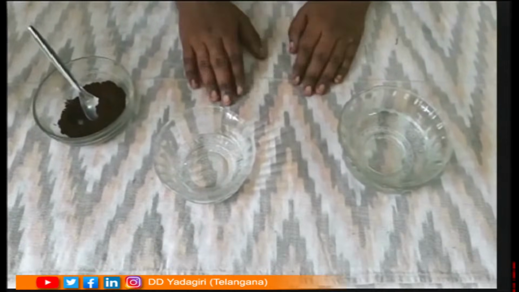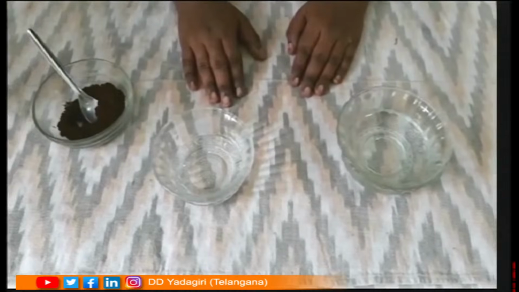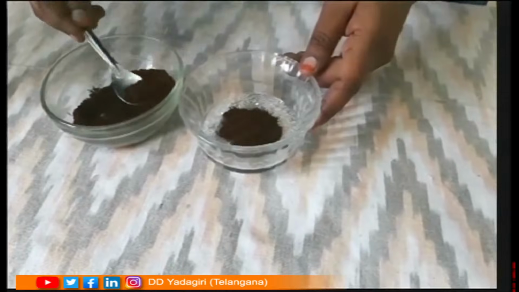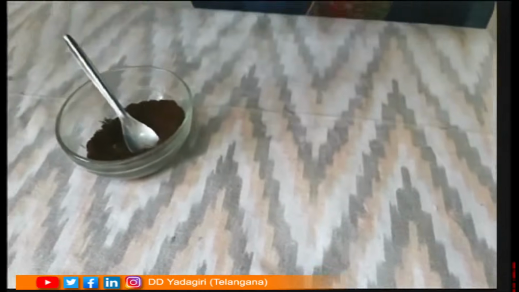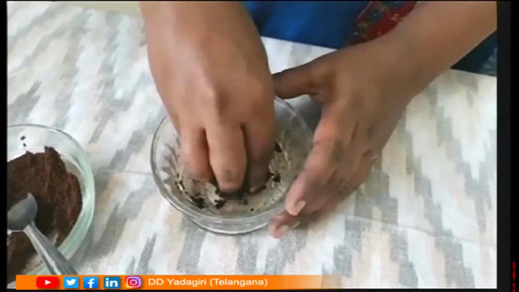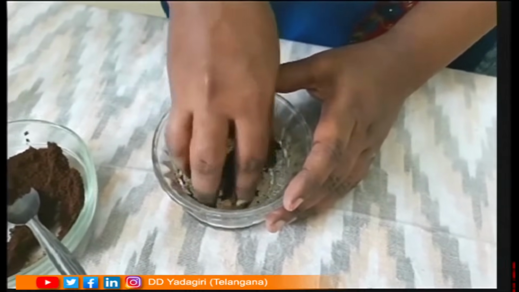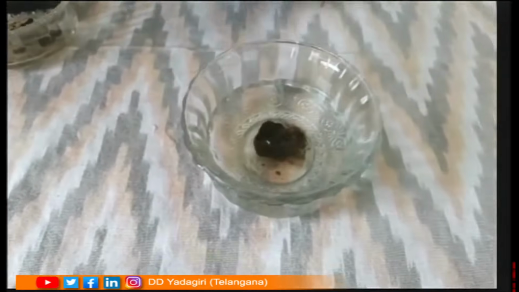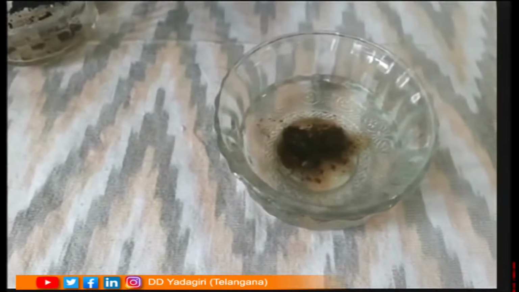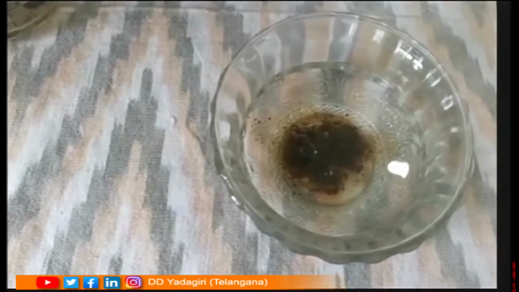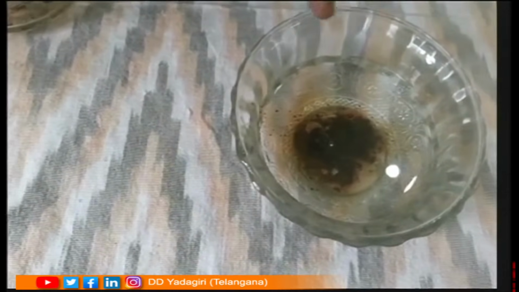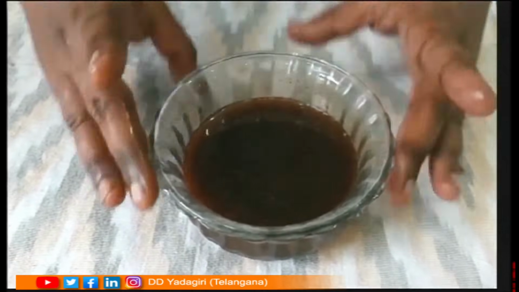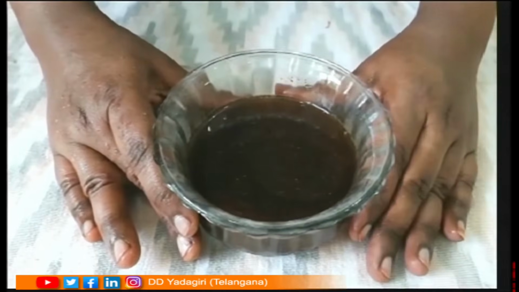Children, let's do an activity to know the process of diffusion. Coffee powder. Now let's make a small ball of coffee powder. Now children, I am making a ball of coffee powder, putting it in the water. You can see the molecules are distributing uniformly across the solution and uniformly distributed in the bowl of water, isn't it?